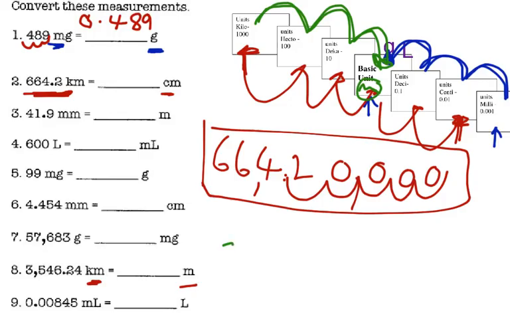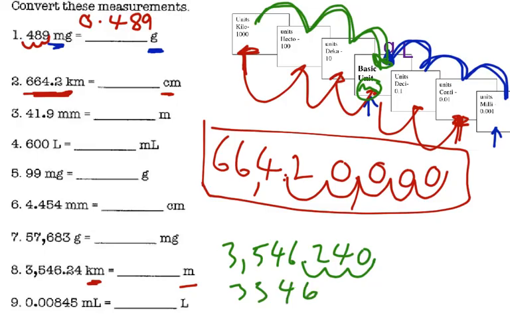So you have this number, okay, 3,546.24, right? And you want to go 3 jumps to the right. So you're going to go 1, 2, 3. And this guy right here gets a 0, all right? So you know you're going to have 3, 5, 4, 6, 2, 4, 0 as your answer, okay? And if I'm not mistaken, okay, your 3 goes there. That's 3 million. Okay, and it's 546,240 meters is your final answer.